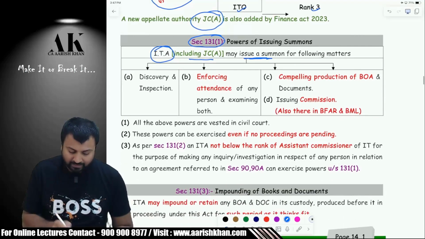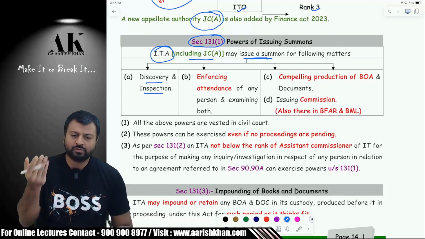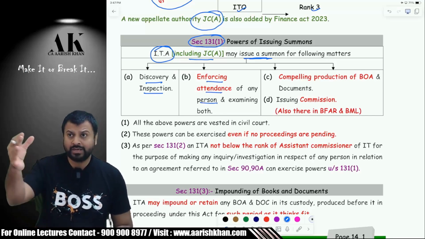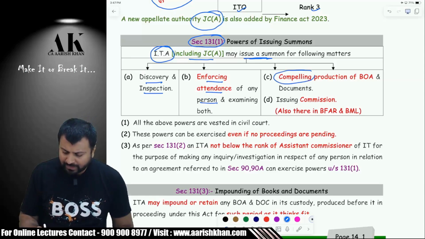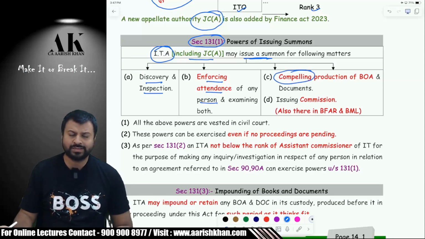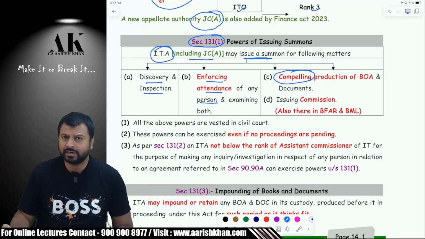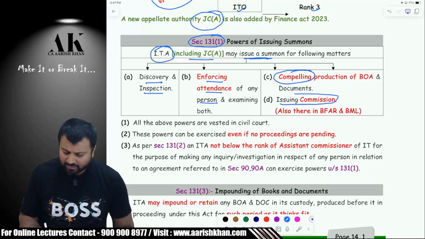Matter number one, for discovery and inspection. If they want to discover something, if they want to inspect something, they can issue summon. Second, if they want to enforce attendance of any person. If they want any witness to come to their place and give evidence, they can send someone to that person to enforce attendance. Third, if they want to compel you to produce your books of accounts and documents, etc. to be presented in front of the department, they can send you a summon. Fourth one, issuing commission.